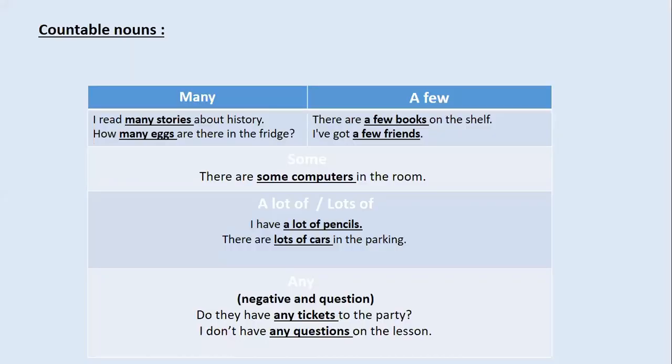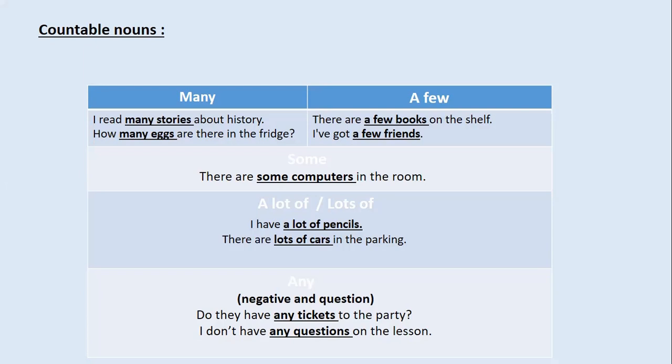So, let's see now some of the quantifiers, بعض محددات الكمية. For the countable nouns, بالنسبة للأسماء countable, يعني they can be counted, or they take singular or plural verb. What do we use for them? Many. We use many to express a big amount. عشان نعبر عن a big amount, كمية كبيرة. Like I read many stories about history. Stories. I can say story, a story, 2 stories, 100 stories. So it is a countable noun. هي اسم countable معدود. So we use many.